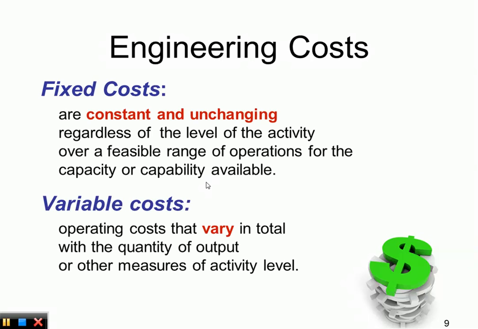Let's talk about engineering costs, specifically fixed costs and variable costs, and try to understand how they differ from each other and how they relate to each other. Fixed costs are constant and unchanging, regardless of the level of activity over a feasible range of operations for capacity or capability available. But variable costs are operating costs that vary in total with the quantity of output or other measures of activity level. So variable costs are dependent on the quantity of output or activity level, while fixed costs do not depend on these factors. They are constant and unchanging.